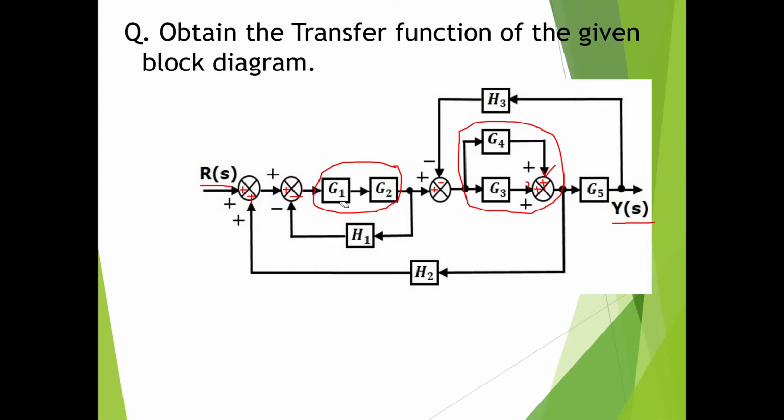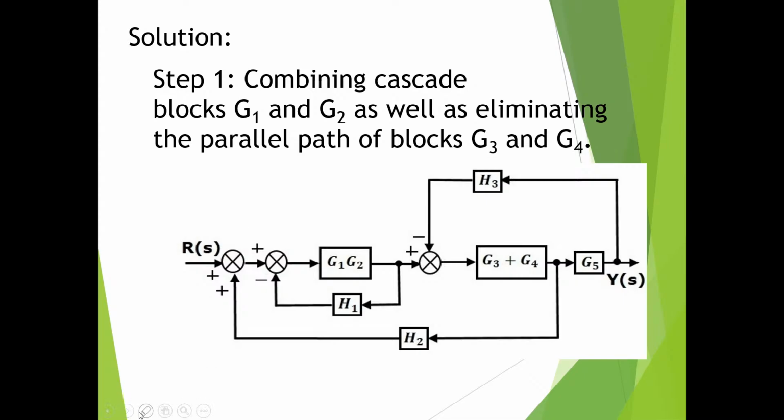So in step 1, I can say combining the cascade blocks. Or I can say combining the cascade blocks and eliminating the parallel path in step 1. Our wish, whatever we want, we can do. We can perform multiple tasks at a time. But as a beginner, it's better if you follow these steps one after another. But here, I have already done it in the solution. You can see in step 1, what did I do?